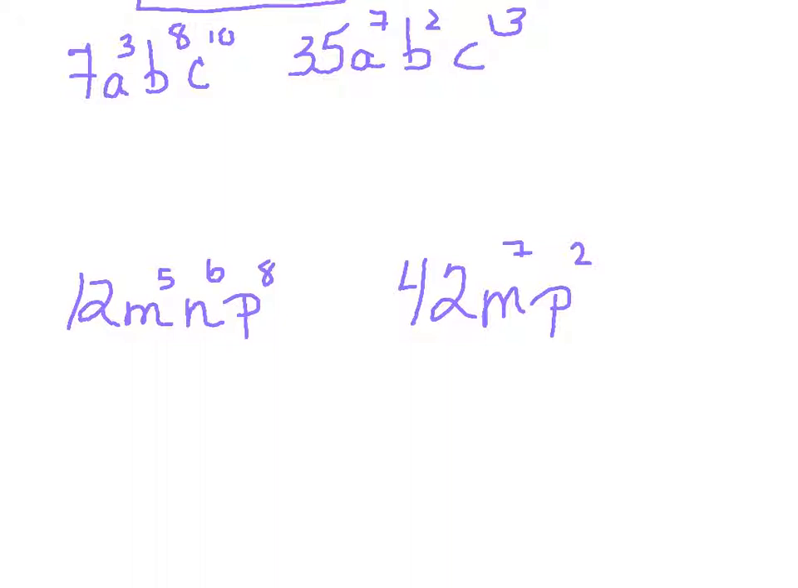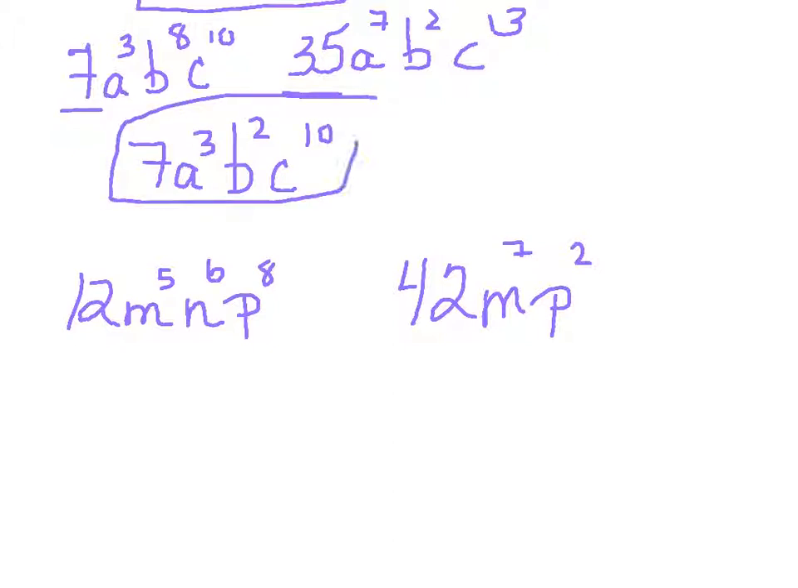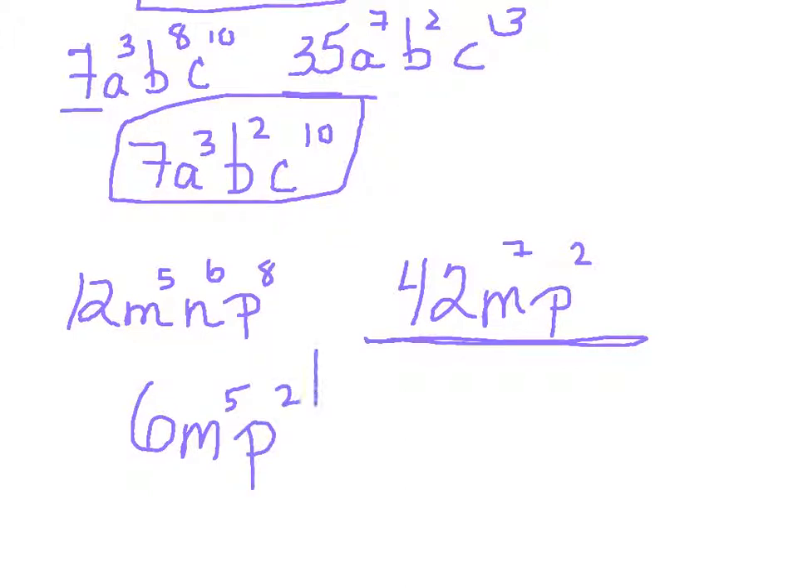Alright, the top one, we look at our numbers. 7 is going to be our greatest common factor because it goes into both those numbers evenly. For our a's, the smaller one is a to the 3rd. For our b's, the smaller one is b squared. And for our c's, the smallest one is c to the 10th. That's it. For the bottom one, 4 can't go into 42. 6 goes into 42 though, so our greatest common factor is 6. For the m's, the smallest exponent is 5. There's no n in this one, so we can't put an n in our greatest common factor. And for our p's, we're going to do a 2. And there you go.